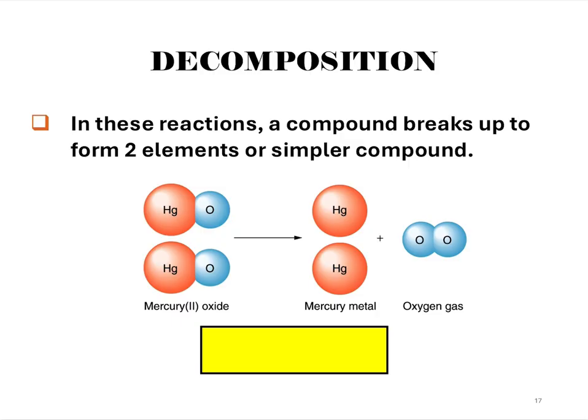Okay, then we have decomposition reactions. This is where we have a larger molecule that generally spontaneously decomposes to form two elements or a smaller compound. So this is the opposite of what we just wrote. Decomposition is the opposite of synthesis. And we have AB going to A plus B, where A and B can be either individual atoms or different molecules or compounds, right?